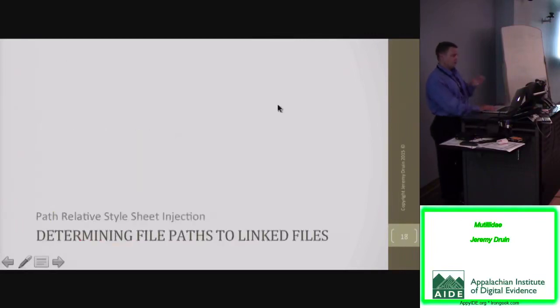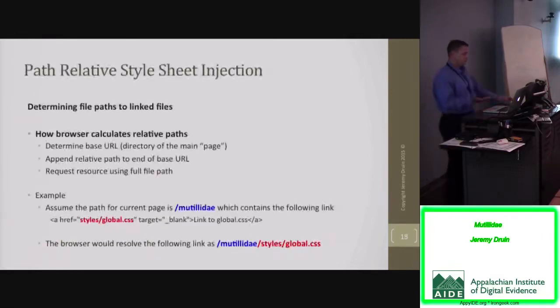So now that we see that there's two different kinds of links, we can talk a little more about how the browser figures out what the full absolute path is, given that it only has the relative path. Well, the first thing it needs to do is figure out the base URL. And that's the directory that the main page is in, the page that's calling upon this resource. And then it'll append that relative path that was referenced. And after you add those two together, what you should get is the full path to the resource file, the style sheet in this case.